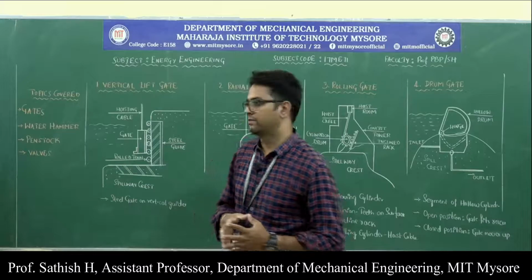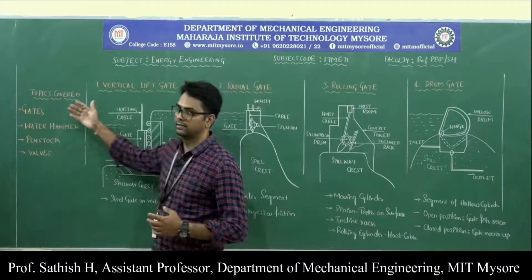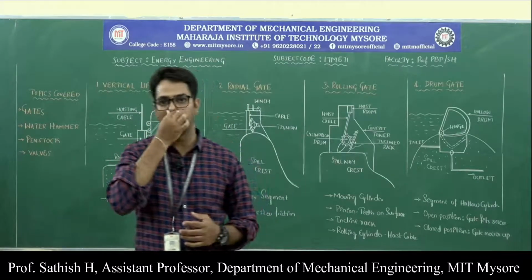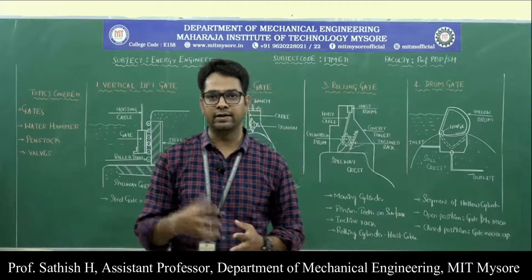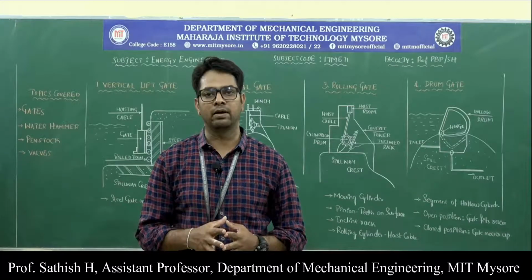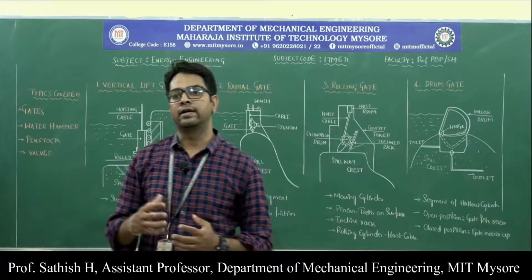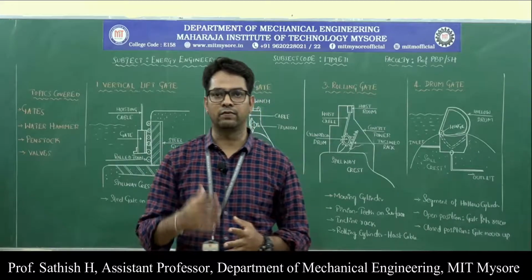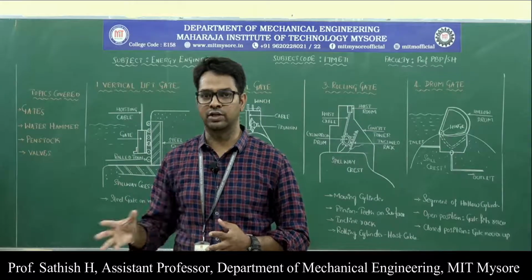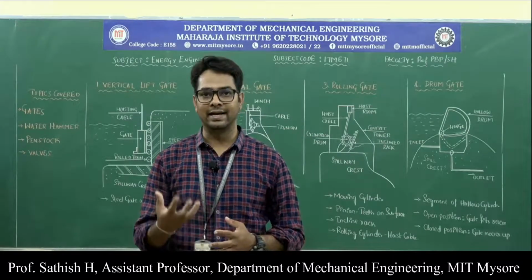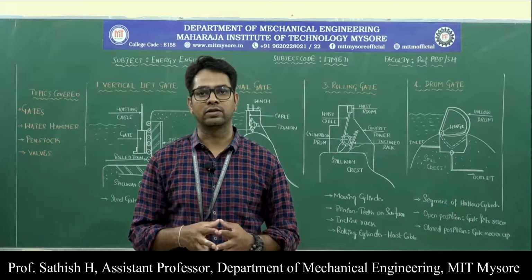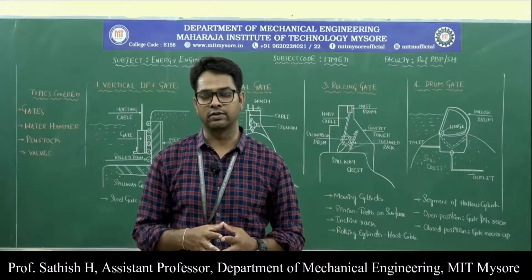The different topics that we are going to discuss in this session: the first one is gates. We know that in a hydroelectric power plant, a reservoir is constructed across a flowing river, and that reservoir stores a considerable amount of water. In order to control the flow of water from the reservoir to the downstream, to the power plant or to the river, we need gates. Hydraulic gates we call them. That basically controls the flow of water to the downstream.